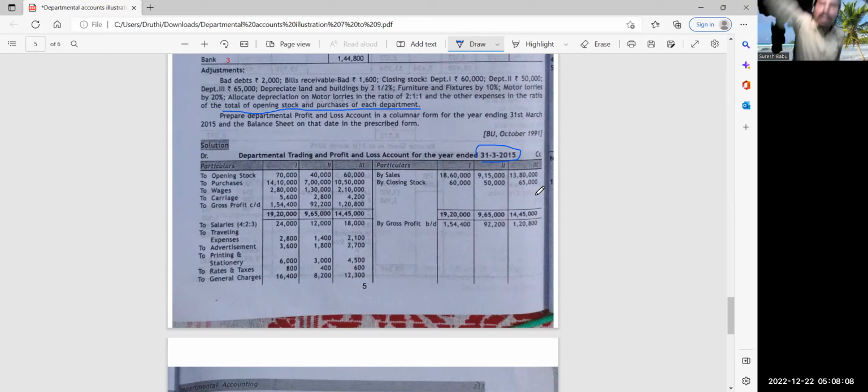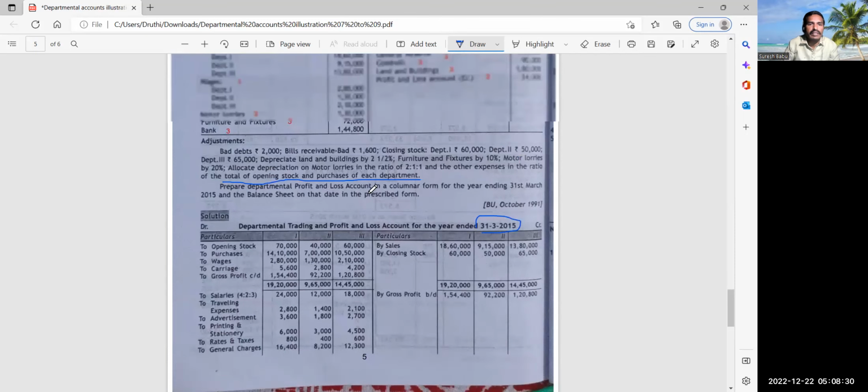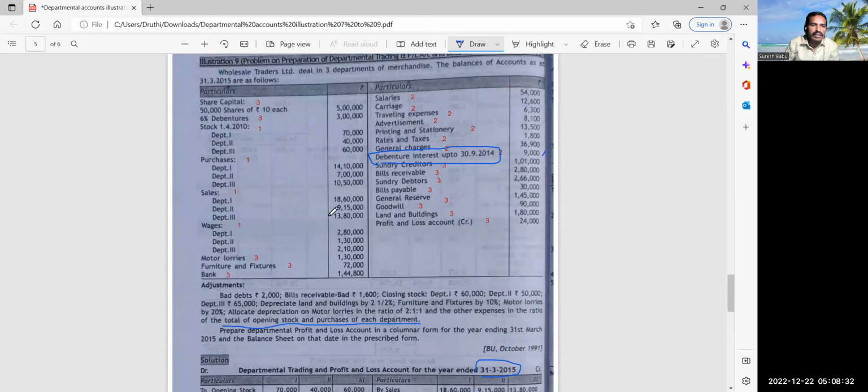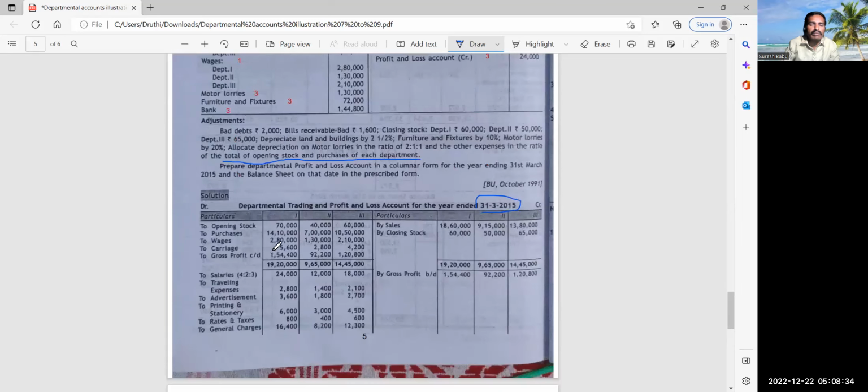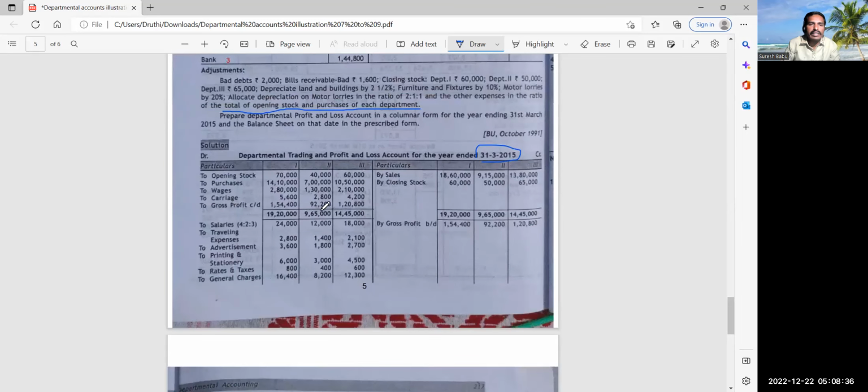I'm sorry, 1 minute. So I'm sorry for that. Yes. What is missing? Total column is missing. You have to prepare this. Then there is wages. Wages 2 lakh 80, 1 lakh 30, 2 lakh 10,000 rupees, right? They have given department wise only. No problem at all.